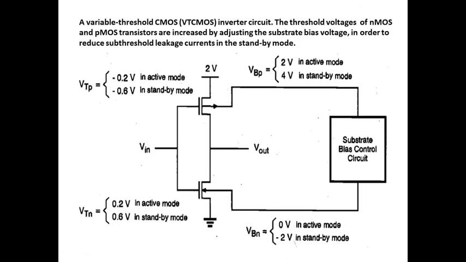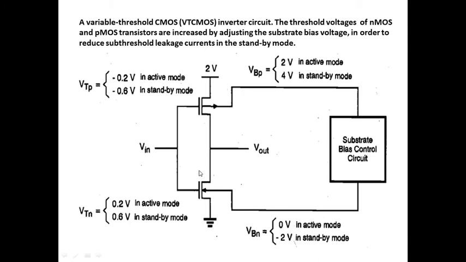Actually, there are various ways by which you can change the threshold voltage of the MOSFET. Out of that, one is by changing the substrate bias voltage. If you increase the substrate bias voltage, definitely that will increase the threshold voltage of the transistor. And if the threshold voltage of the transistor increases, the sub-threshold leakage current will decrease.